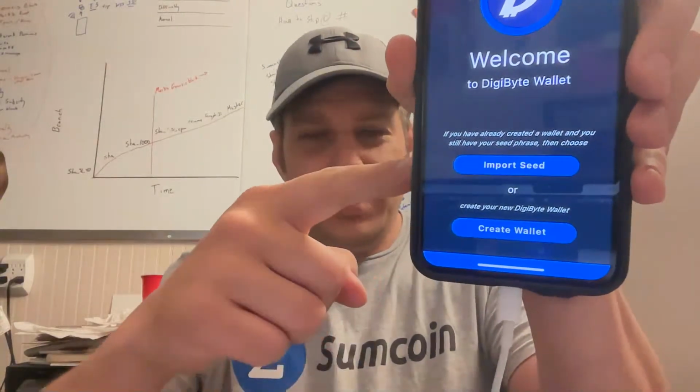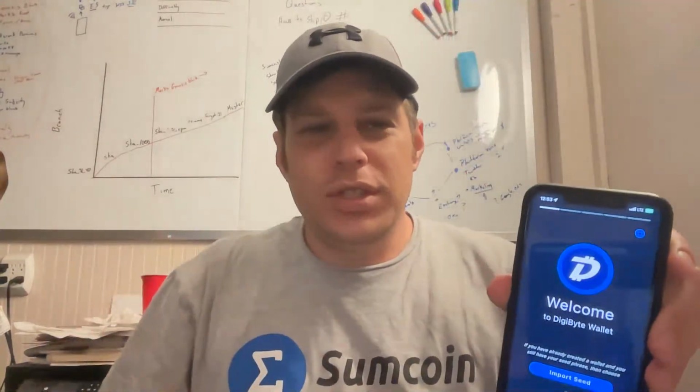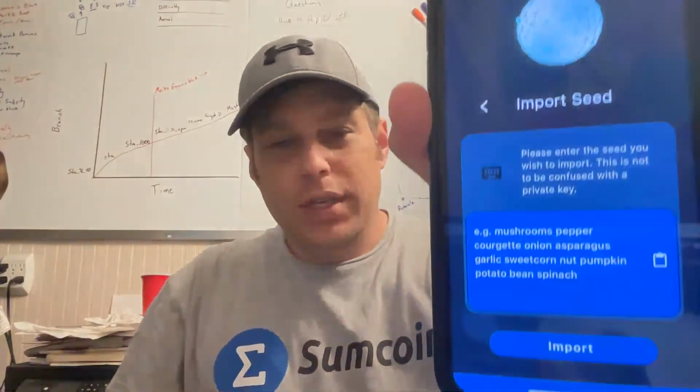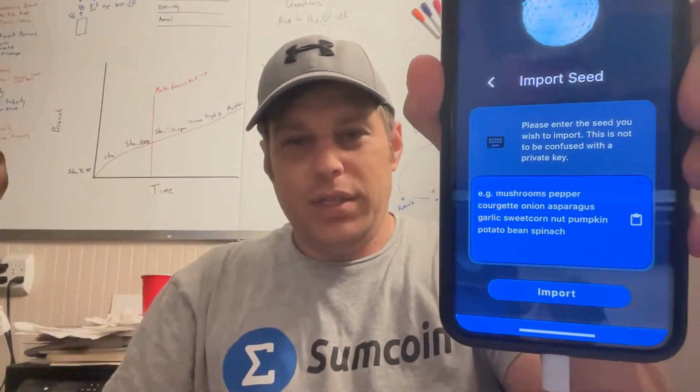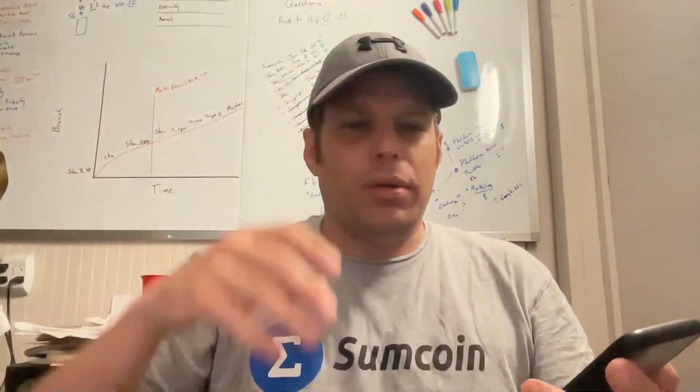Whatever the DigiByte SPV wallet was, that's probably on BIP32 seeds, so that probably will not work, but I'll show you what that looks like. It's just as simple as going in here, copy and paste, and then press import. So you can try that. If it doesn't work and it's not able to locate a wallet, it's probably going to be a word compatibility issue, because this works off of BIP39.